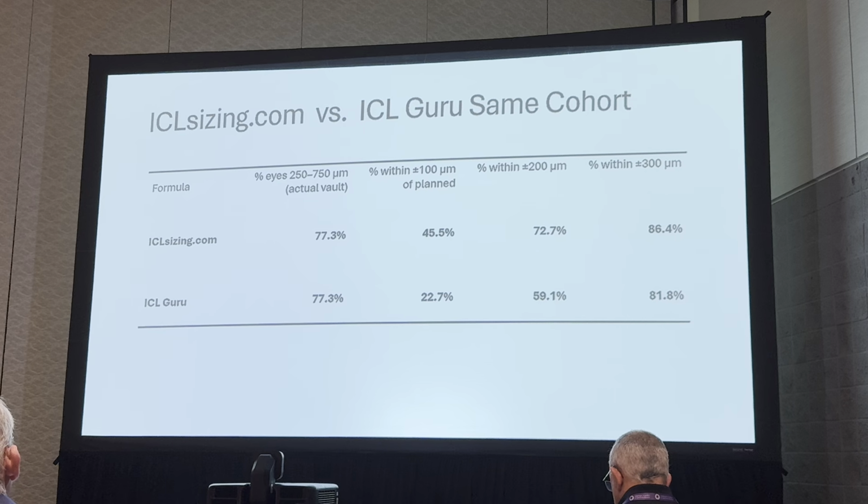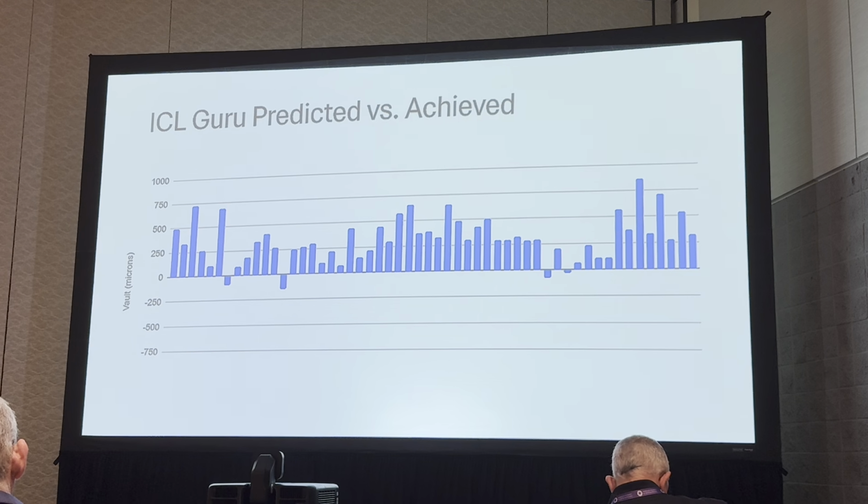Okay, with this cohort, we got 77 within 250 to 750. The interesting thing is to look at the within 300, we're 86%. Now keep in mind, this is a different cohort than the first cohort, okay? But we're 86% within 300 with ICL sizing, 81% with the ICL Guru. Both are good. ICL sizing right now is actually optimized for the Insight. So in my numbers, it's actually been more accurate.